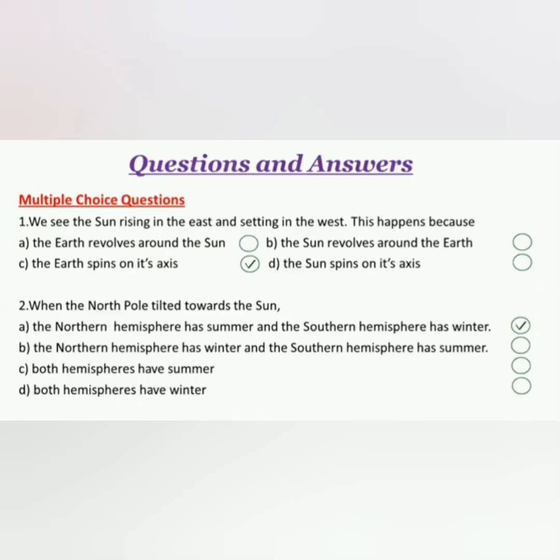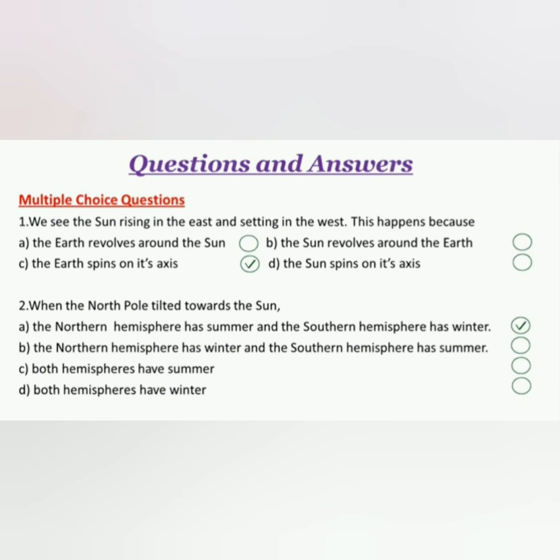Now it's time to do some exercises. First exercise, multiple choice questions. First question, we see the sun rising in the east and setting in the west. This happens because, A, the earth revolves around the sun. B, the sun revolves around the earth. C, the earth spins on its axis. D, the sun spins on its axis. And the answer is the earth spins on its axis. So we see the sun rising in the east and setting in the west. This happens because the earth spins on its axis.